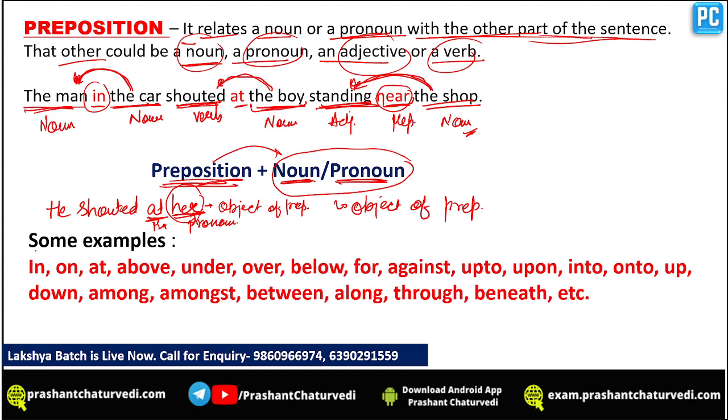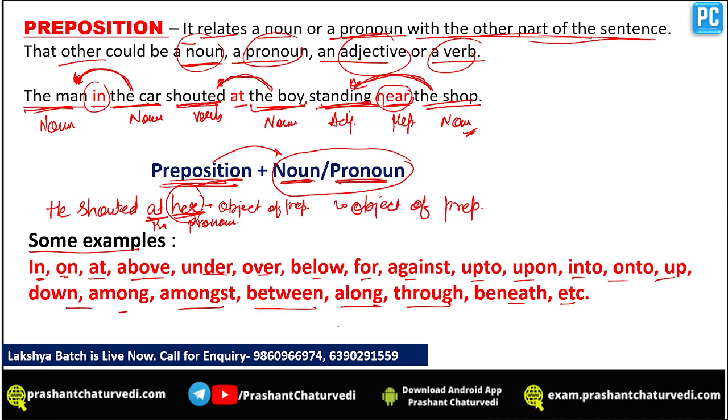Clear? Here are some examples of prepositions: in, on, at, above, under, over, below, for, against, up to, upon, into, onto, up, down, among, amongst, between, along, through, beneath, etc., and many more.